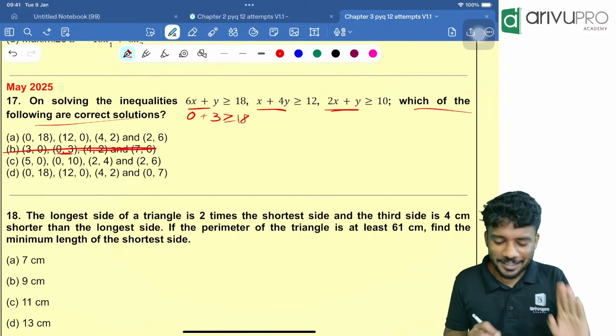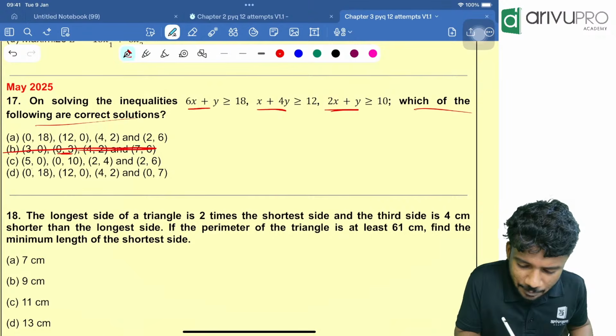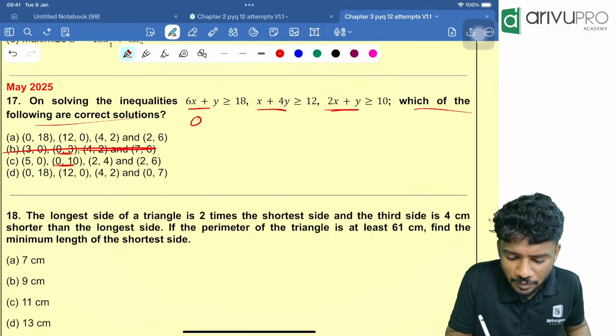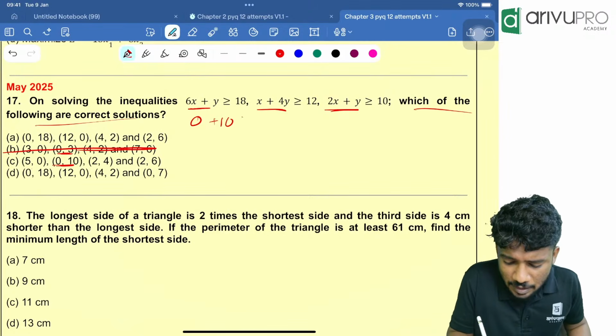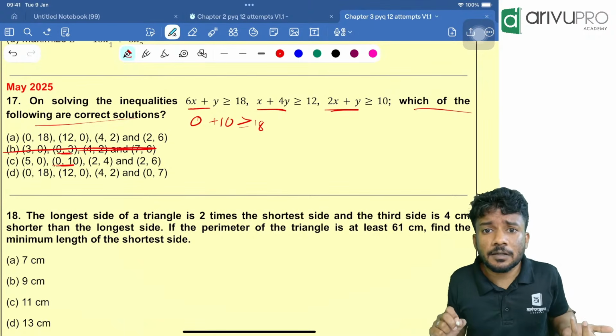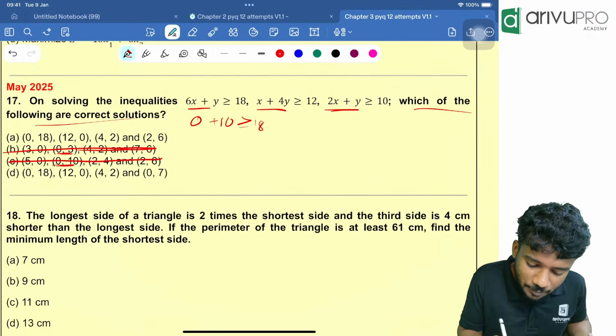Got the logic? Similar to that, take the second one, 0, 10. Substitute over here. 6 into 0 is 0, plus y is how much? 10, greater than or equal to 18. Is 10 greater than 18? No, 10 is less than 18. That means option C is wrong.